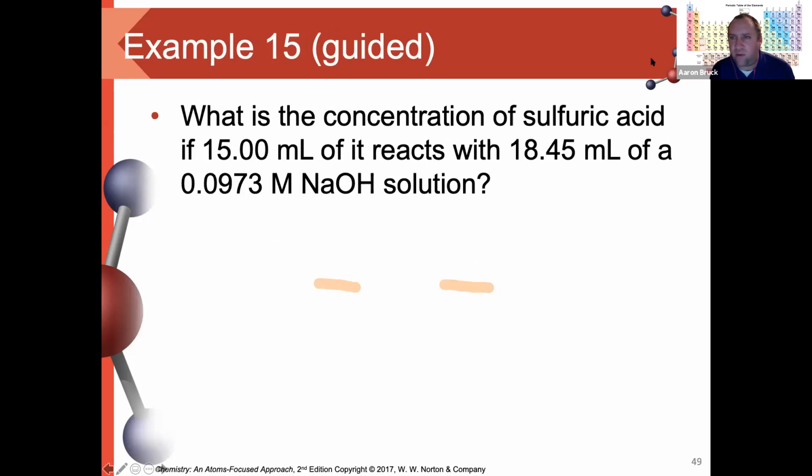So let's do a couple of examples before we call it a week here. First question: what is the concentration of sulfuric acid if 15 milliliters of it reacts with 18.45 milliliters of 0.0973 molar NaOH solution? When you get a problem like this, your first instinct is to immediately bolt into the titration equation or the dilution equation and try to solve it that way. The problem with that line of thinking is that we don't have a balanced chemical equation yet. Before you do anything involving calculations in reactions, you need to know what the balanced equation is first.